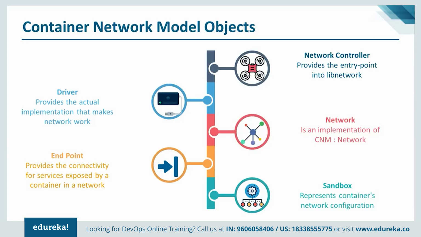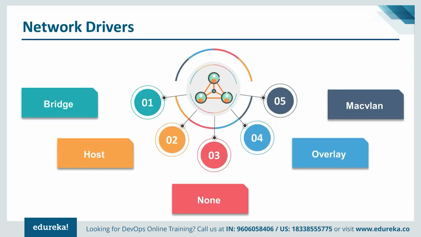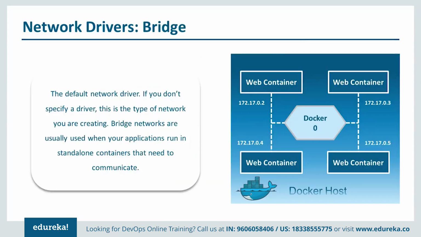Alright guys, so that was a brief about the various network model objects. Now, let me tell you the various network drivers that are involved in Docker networking. Docker networking has mainly 5 network drivers involved with it: the bridge, host, none, overlay, and MACVLAN network. So starting with the bridge network, it is the default network driver. So if you do not specify a driver, then this is the type of networking you're creating.